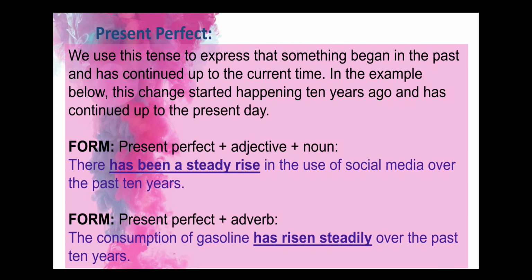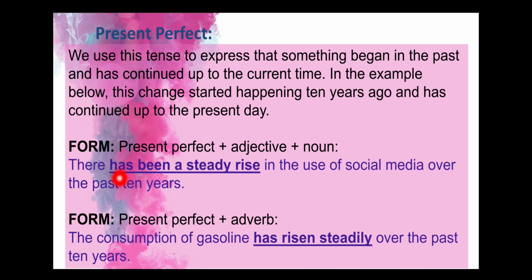Okay, present perfect. We use this tense to express that something began in the past and has continued up to the current time. In the example below, this change started happening 10 years ago and has continued up to the present day. The structure can be present perfect plus adjective plus noun. There has been a steady rise in the use of social media over the past 10 years.